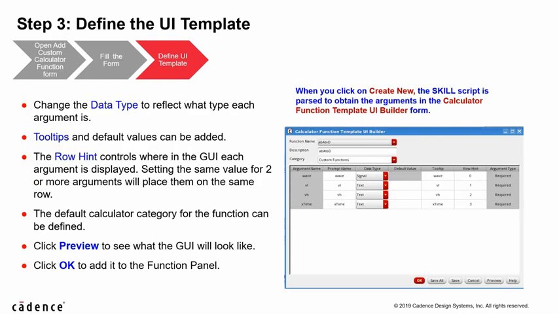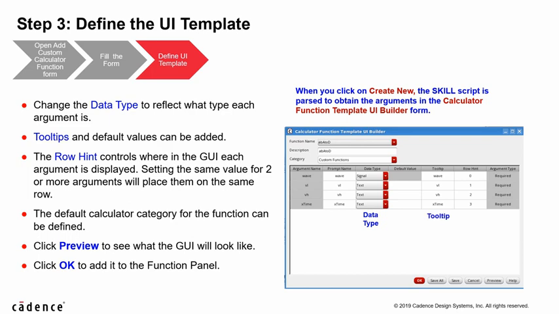When you click on the Create New button, the skill script is parsed to obtain the arguments in the Calculator Function Template UI Builder form. The function name, description and the category is populated on top. Under the Argument Name column, you can see all the arguments that were there in your skill script. These arguments will later be available as fields for you to fill out values when your custom function is created. You can change the data type to reflect what type each argument is. Tooltips and default values can be added.